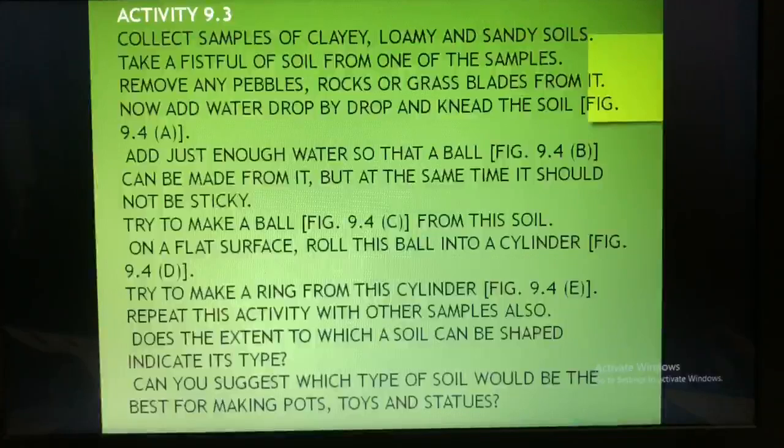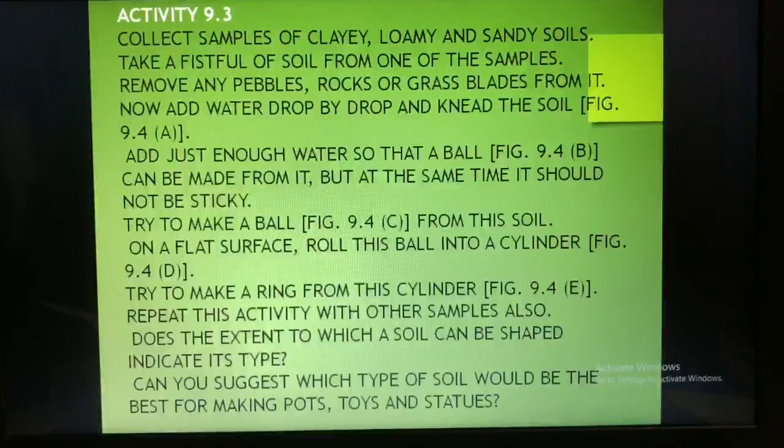Then next, try to make a ball from the soil on a flat surface. Roll this ball into a cylinder. So this you can see in your textbook in figure 9.4. It is given there. First you have to knead it, I said. There it is shown A. Then B, what you have to do is, you have to make a ball again, isn't it? Try to make it on the flat surface into a cylinder shape. Then roll this ball into a cylinder. Then try to make a ring from the cylinder. Repeat this activity with other samples also.